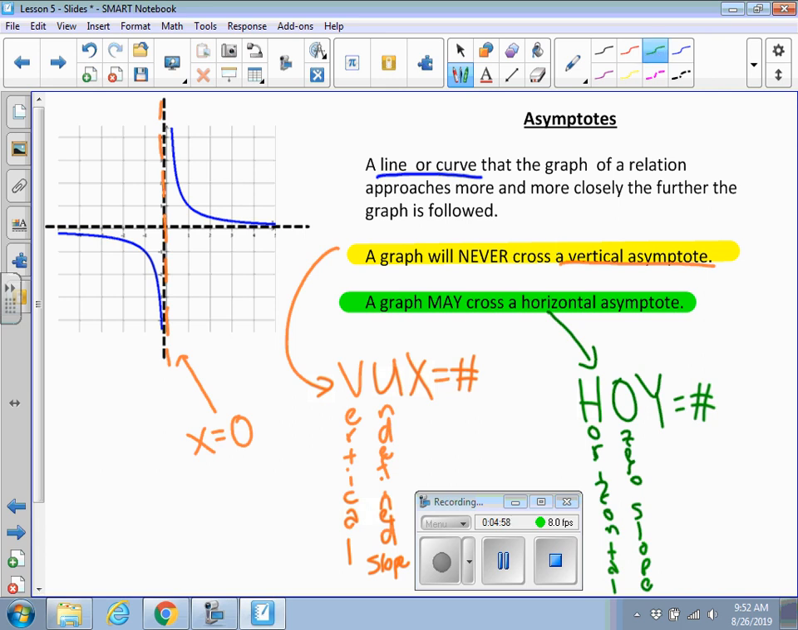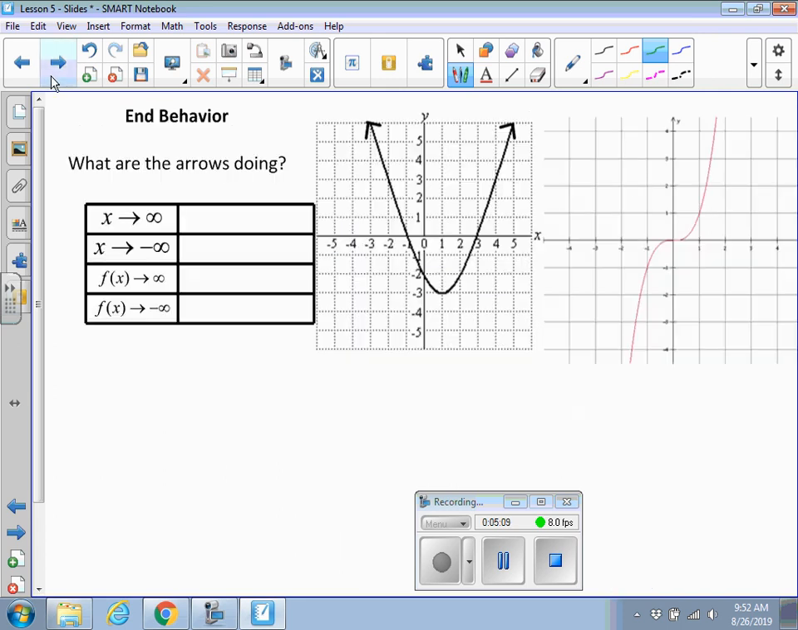For my horizontal asymptote, I'm going to dot it in green here. That's my HOI. So it's y equals a number. And what does the y value equal along that whole line? It equals 0.